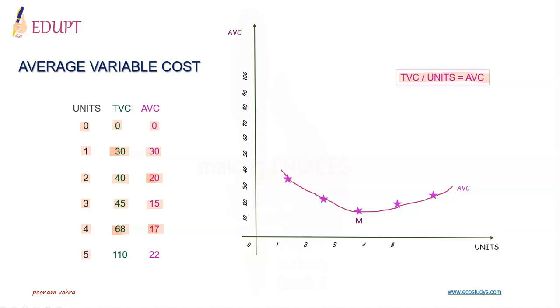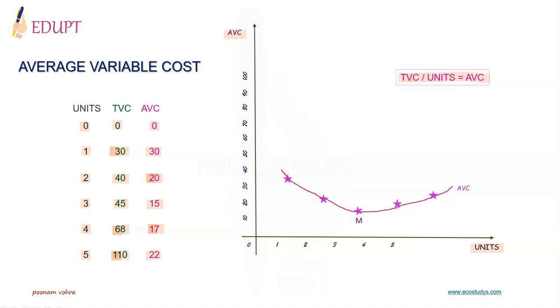When 5th unit is being produced, total variable cost is 110. Average variable cost is 110 divided by 5, that is 22. For its graphical presentation, units are taken on x-axis, average variable cost on y-axis.